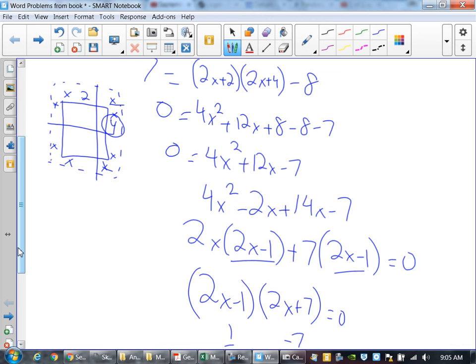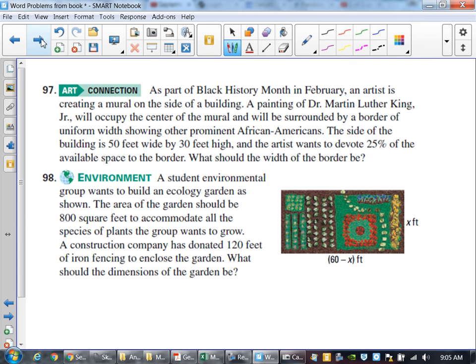The other style I want to show you today is you flip over to number 99. I just hate word problems so much. I want to flip over to 99. I think I had that one next.